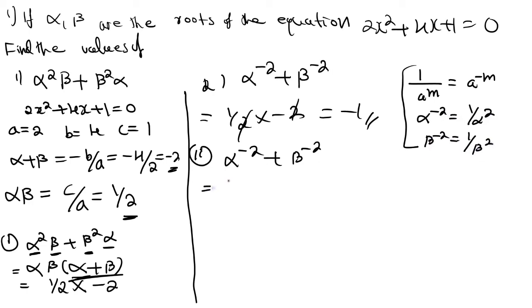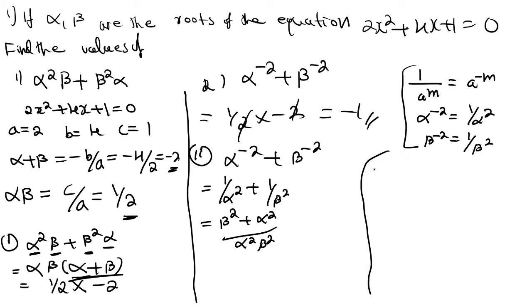So we can write it as 1 by alpha square plus 1 by beta square. Next, cross multiply. What you will get is beta square plus alpha square divided by alpha square into beta square. Now see, we have the formula (a plus b) whole square is equal to a square plus b square plus 2ab. Now, what is the value of a square plus b square? (a plus b) whole square minus 2ab is equal to a square plus b square.